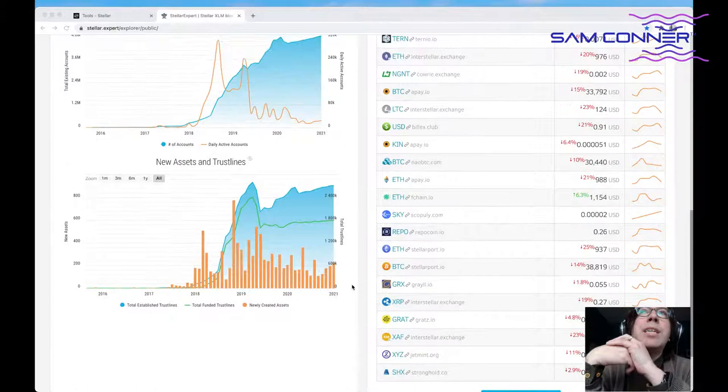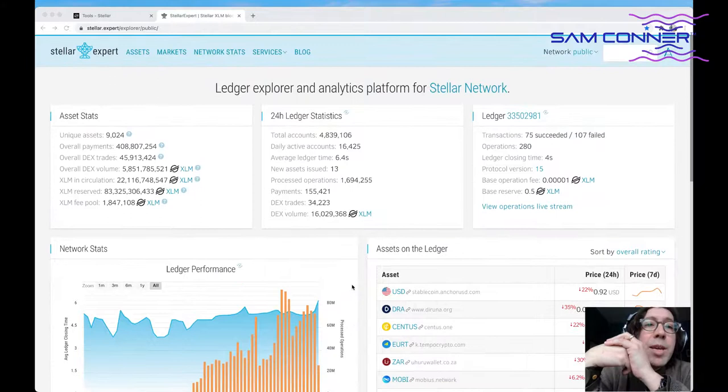So anyway, that's the first step. Unique assets, there are 9,000 of those. There's no exact number here, but definitely hundreds represent real world financial instruments. Nice. Does that make sense? That makes sense. So, this is great.